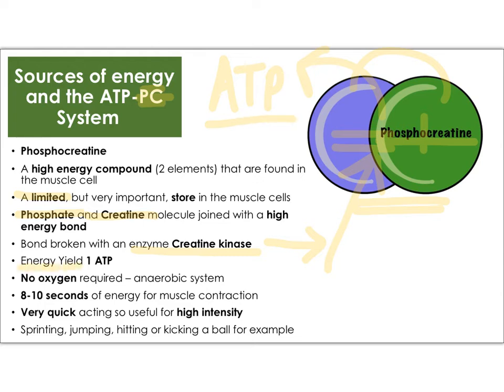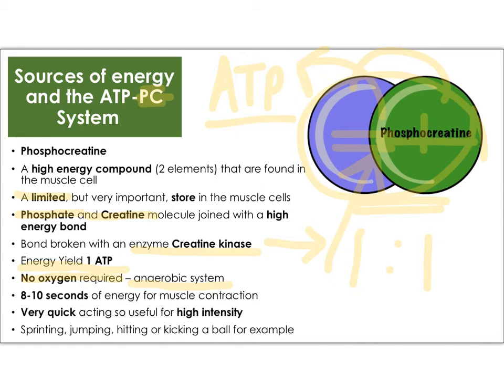We call this the energy yield. So from one compound, we get 1 ATP. This is the energy yield. No oxygen at all is required for this reaction to occur, so we call it an anaerobic system, meaning without oxygen. Now, it's excellent for giving us really quick energy.